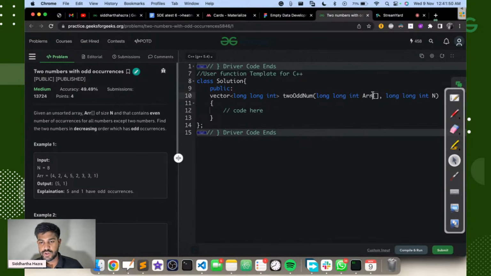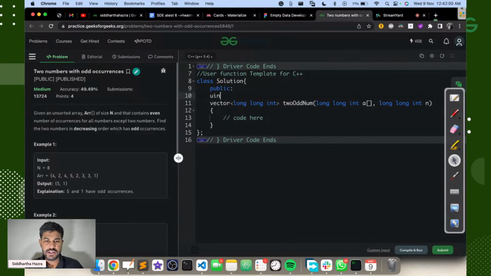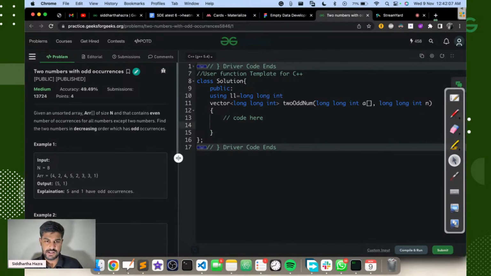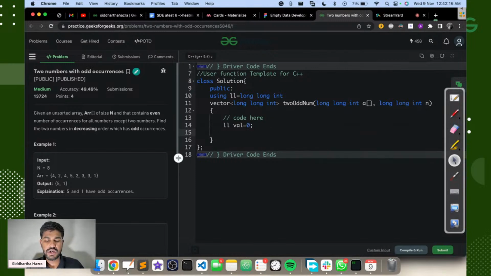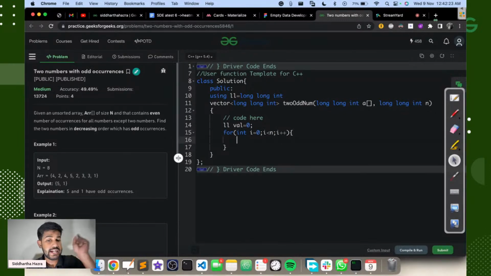Chalo. We would rename ARR to A because I'm a very lazy person, and we would also use LL for long long, so that I need to write less. So what we would do is we would first find the value. So LL val is equal to 0. We would initialize it with 0, and then we would iterate over all the elements of the array itself.